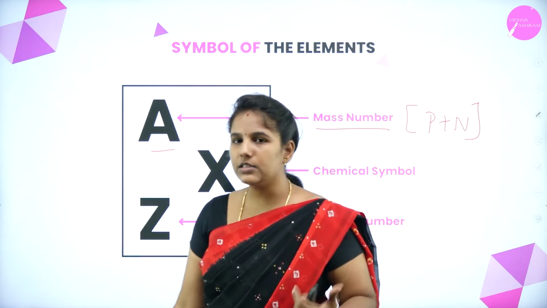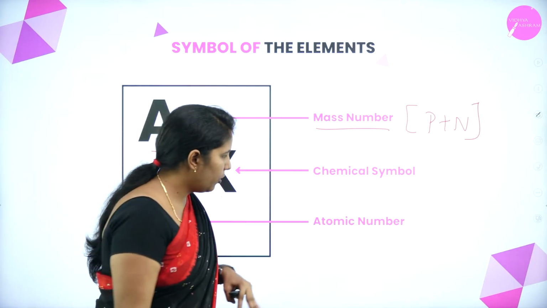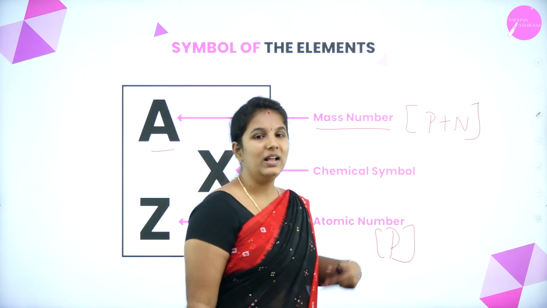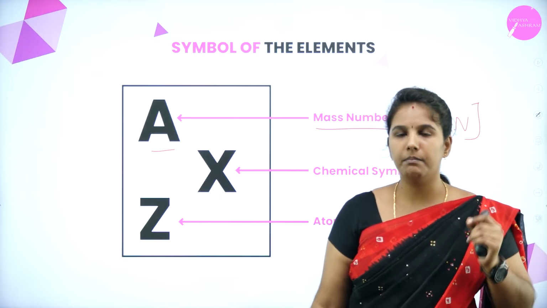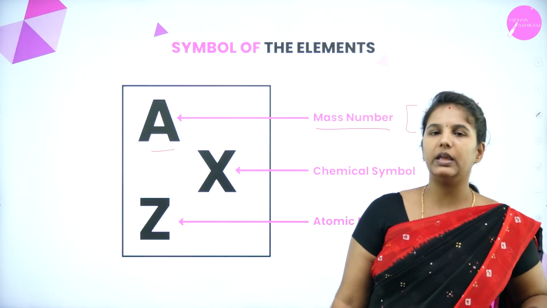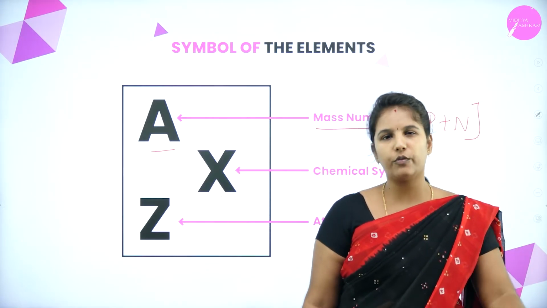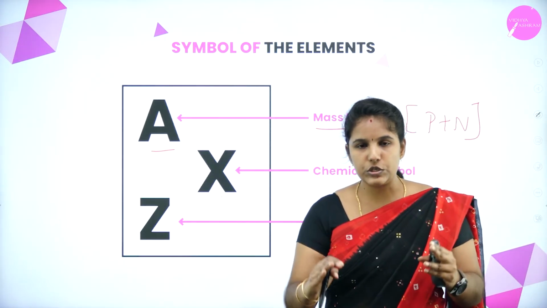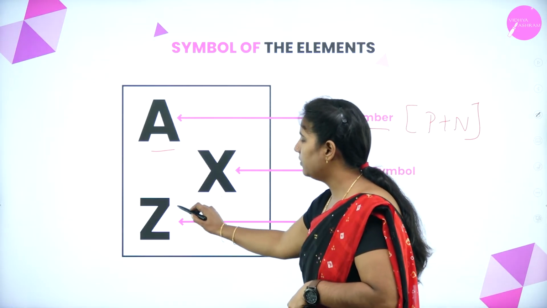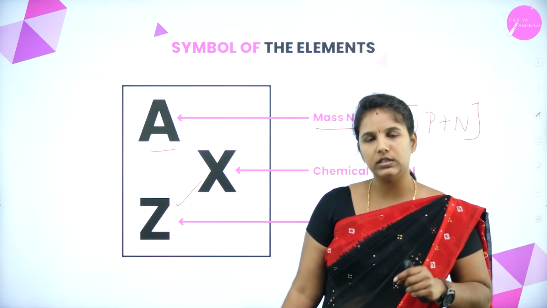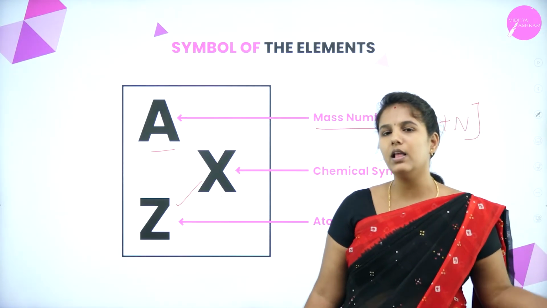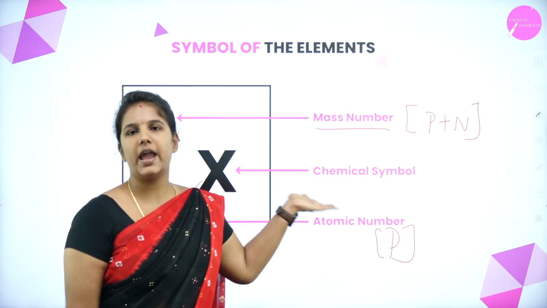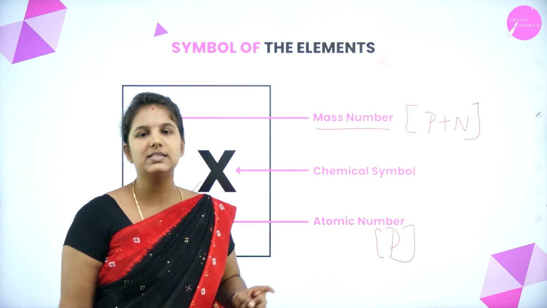Coming to the atomic number. The atomic number is obtained by counting the number of protons. Only if you count the protons can we say it is the atomic number. The number of protons is also equal to the number of electrons, so if you count the number of electrons or the number of protons, that is nothing but the atomic number. And remember, we represent the atomic number by the symbol Z. So don't forget the symbols: the mass number is represented by the symbol A, whereas the atomic number is represented by the symbol Z.